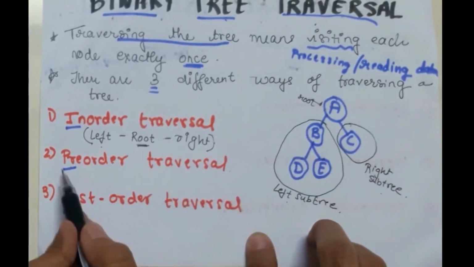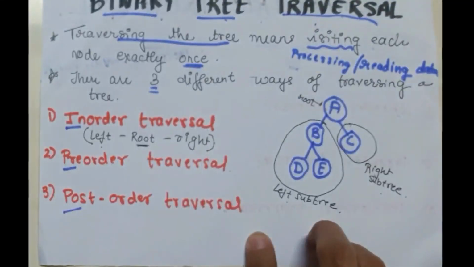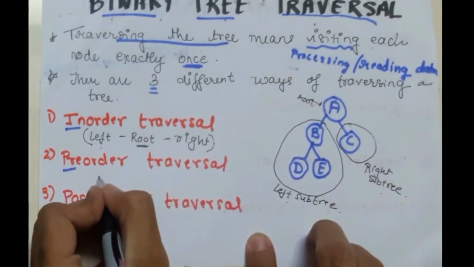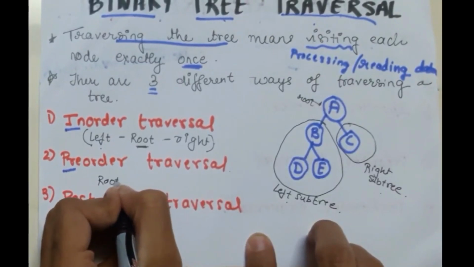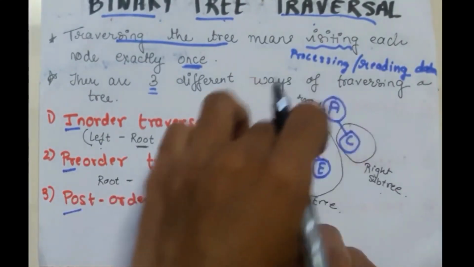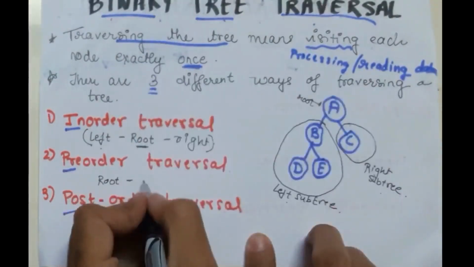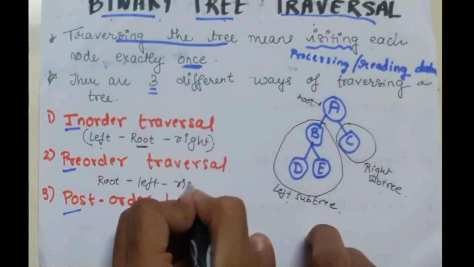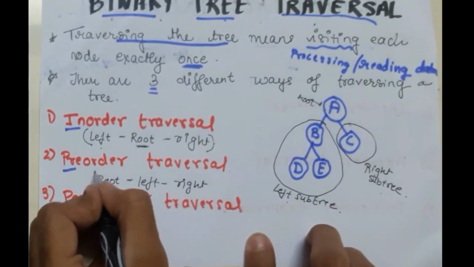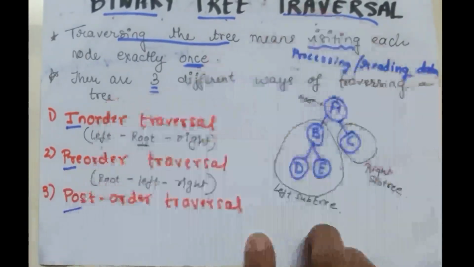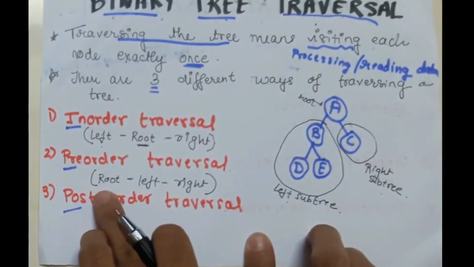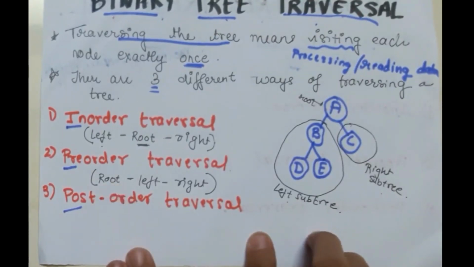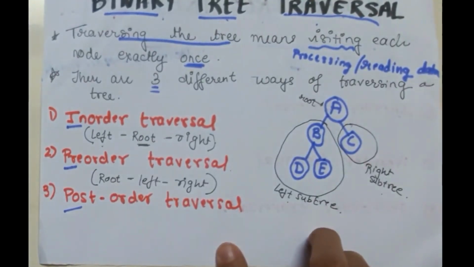Now preorder traversal. Pre means first. So first what we will visit? Root. So first we will visit the root node. After root node, the whole left subtree, and after that right. Okay. Pre means first. So first we'll visit root node. Okay. Like this you have to remember so that you won't get confused.